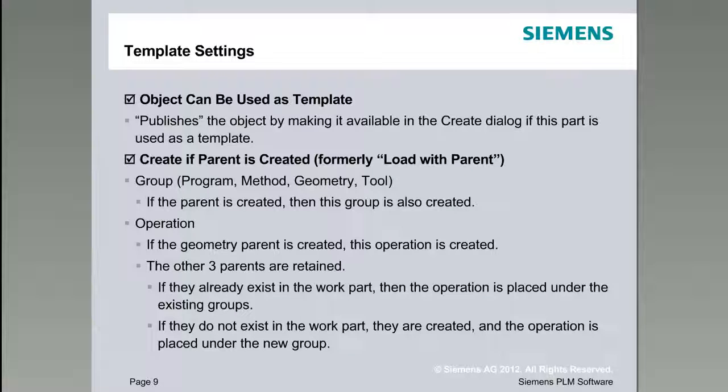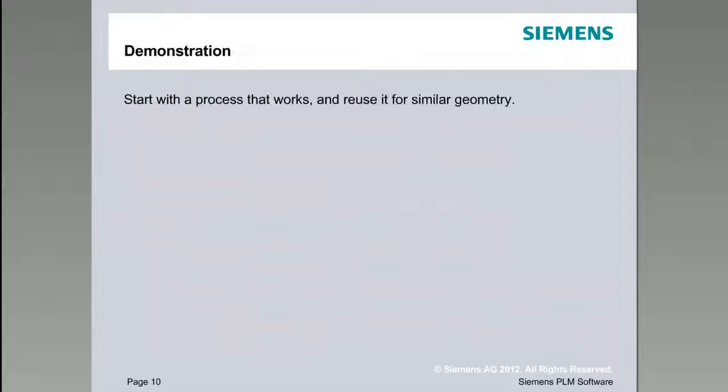So that means that if an operation has a specific tool, for example, as a parent, and I'm using it as a template, if that tool exists in the work part, that's where we put the operation. If the tool does not exist in the work part, then we will create it. We'll bring it in from the template just like we were creating a tool. So we preserve the 4 parents that the operation had in the template part when we bring it into the work part. I know that's a little confusing, but hold on, I think it'll make sense once we do the demonstration.